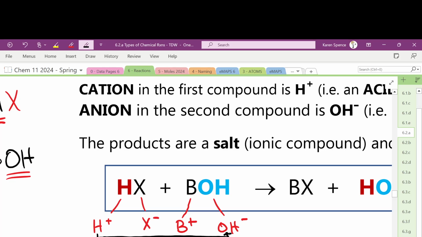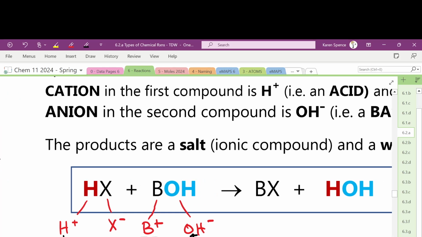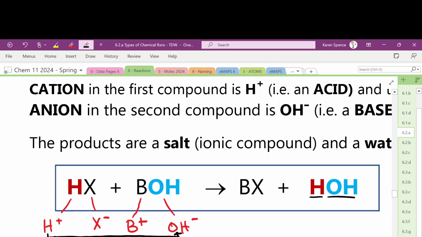H plus and OH minus. We get HOH, which is actually H2O. Okay? And actually, when you're doing neutralizations, if you have not yet balanced them, if you find balancing neutralization difficult, I actually recommend writing water as HOH and balancing the H's and OH's separately.